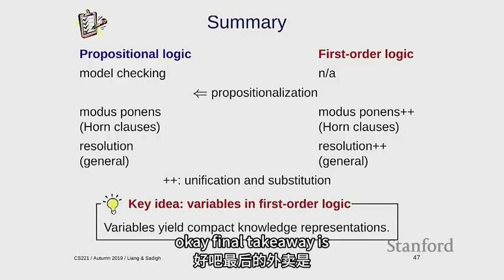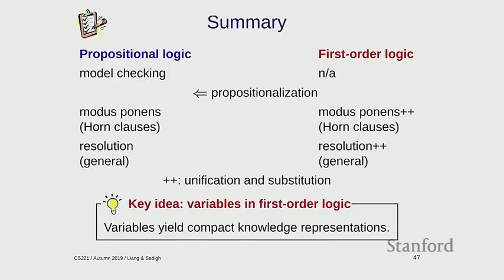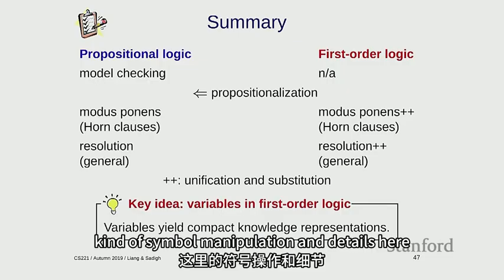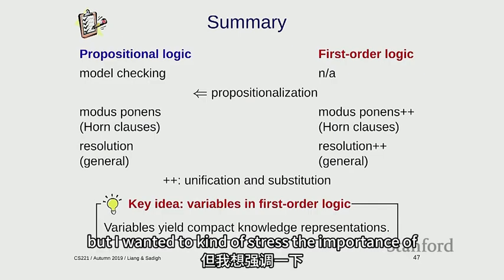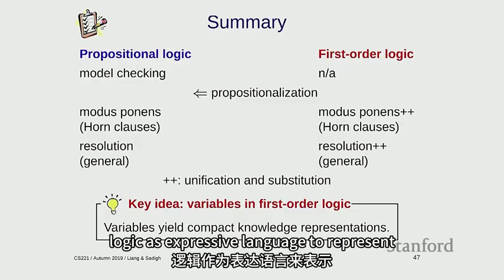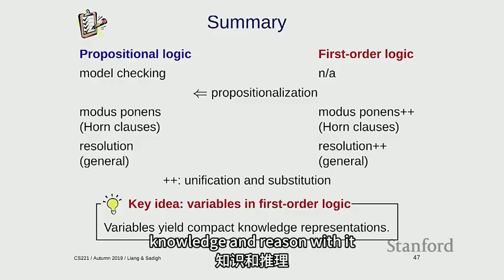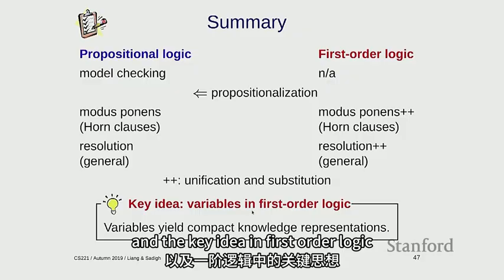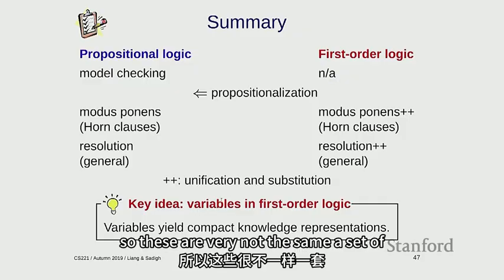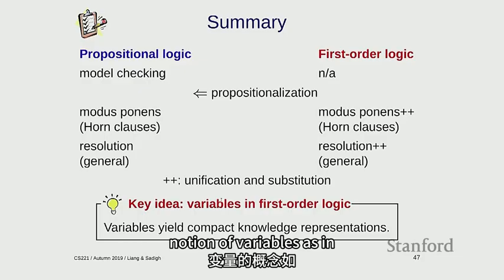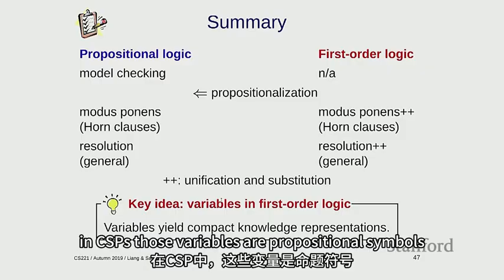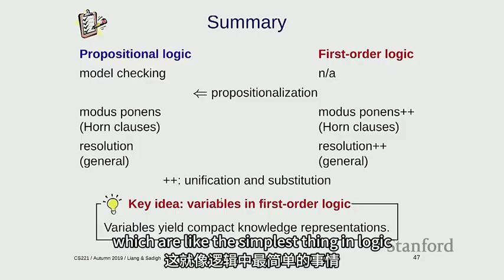Okay, final takeaway is, there's a lot of symbol manipulation and details here, but I wanted to stress the importance of logic as an expressive language to represent knowledge and reason with it. And the key idea in first-order logic is the use of variables. These are not the same notion of variables as in CSPs. Those variables are propositional symbols, which are like the simplest thing in logic.